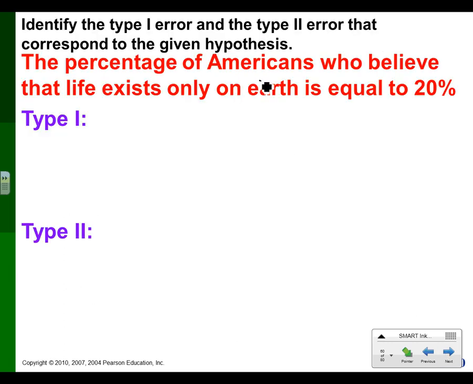The percentage of Americans who believe that life exists on Earth is equal to 20%. So here we go. You left that part out. You didn't say only. Yeah, that was really confusing. Life exists on Earth. Well, oh, only on Earth. Gotcha. P equals 0.2. H sub 1, we got that, not equal to 0.2. Let me get my type 1 and type 2 error set up.